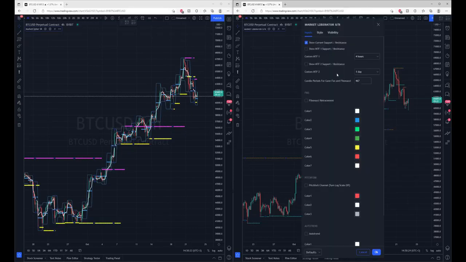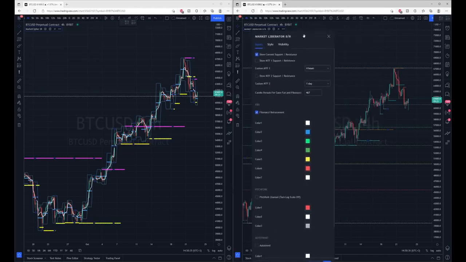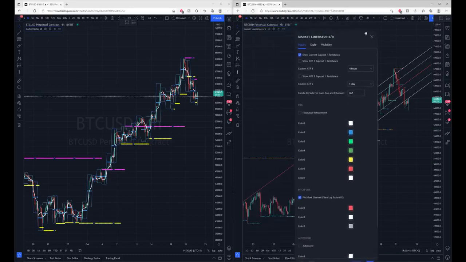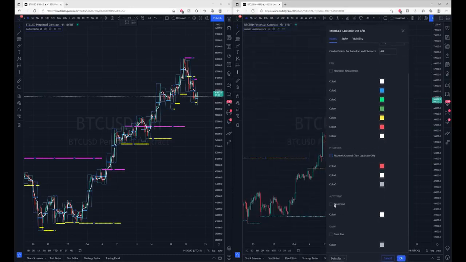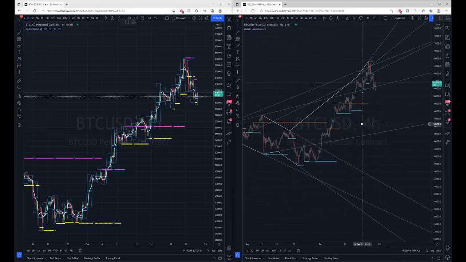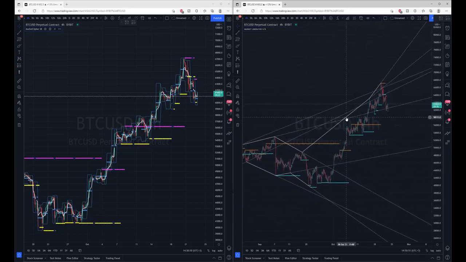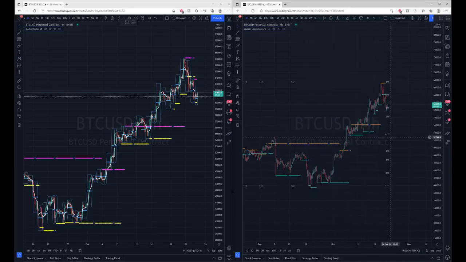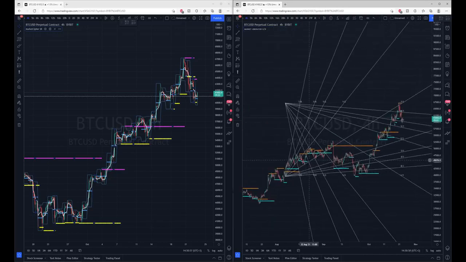This one has quite a few parts to it, actually. We can go for multi-time frame support and resistance levels, make it custom, which is good, I guess. Then the Fibonacci retracement, so you have auto fib levels. Then we have the auto pitchfork. And then we have the auto trend, which just draws a bunch of trend lines for you. And then we also have the auto Gann fan, so it'll draw some Gann fans in for you as well.